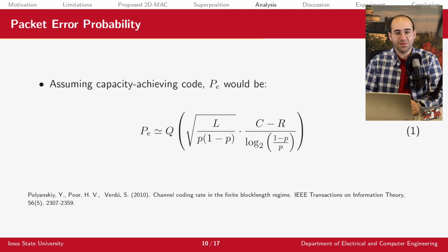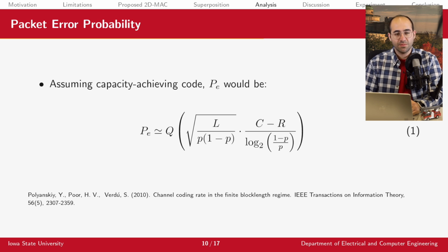To compare these schemes rigorously, we need to model packet error probability under different channel conditions. We base our analysis on the finite block length code approximated by Polyanskiy et al. For a binary symmetric channel, the packet error rate is shown in this slide. In this formula, L is the block length, P is the bit error rate before decoding, R is the code rate, C is the channel capacity, and Q is the Gaussian Q function. Calculating the packet error probability for each of these schemes allows us to compare the performance under different channel conditions.